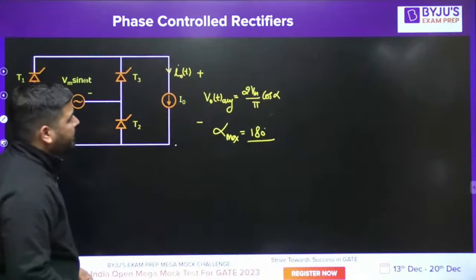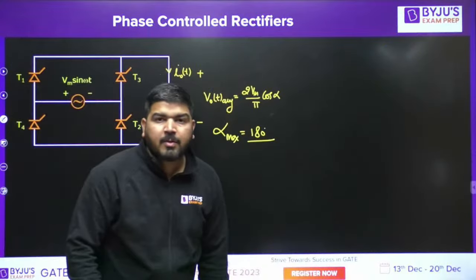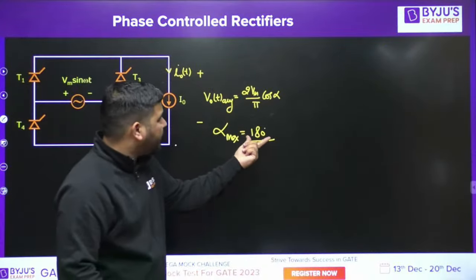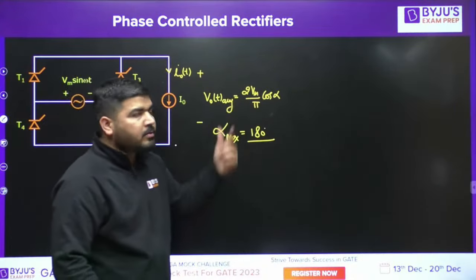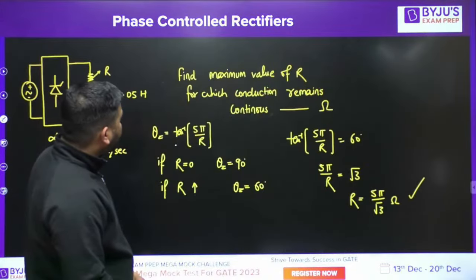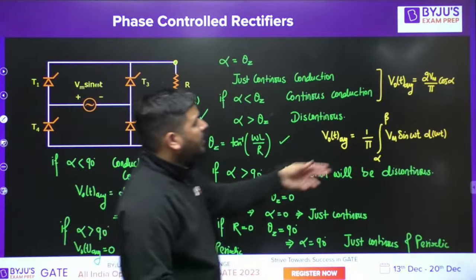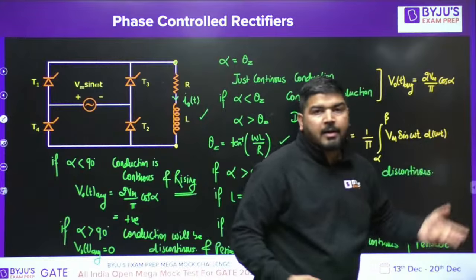But in this case, average output voltage will become negative. You can see that at alpha equal to 180 degree, it is maximum negative. Now you can question me, sir, but here also we can take alpha max equal to 180 degree. What's the problem?